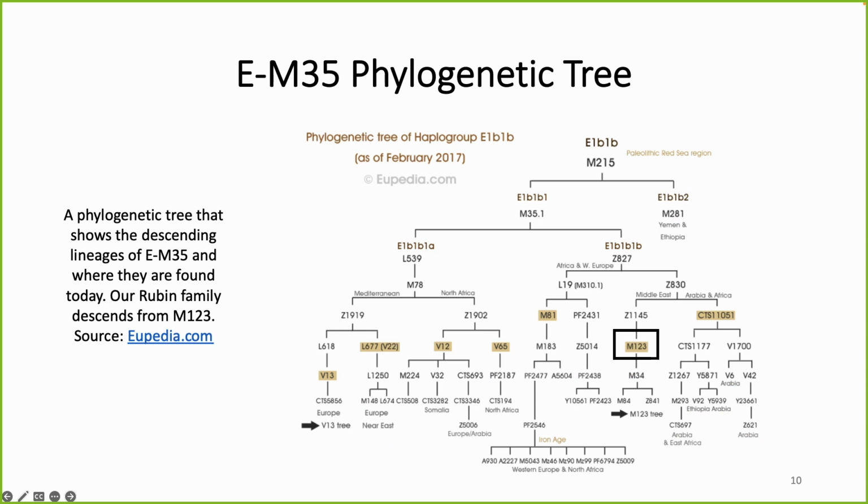From there, the Rubin line descends from Z830, and then Z1145, and then M123, EM123. There were a few other mutations in the line, and we descend from EM123, that's part of EZ830. You can see there are all these different branches, and you can see where they're found today. Some are in Europe, the Near East, some are in Somalia, North Africa. We're going to talk about EM123. But Ethiopia, Arabia, it's all those places we've been talking about where these EM35 descendants are today. And the Rubin line is from EM123.